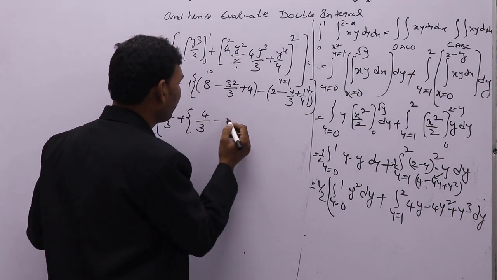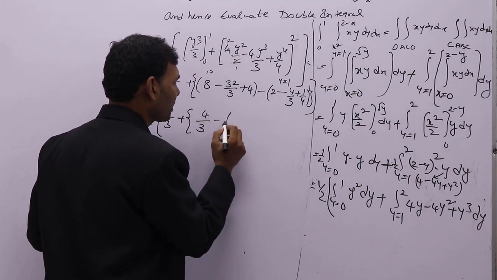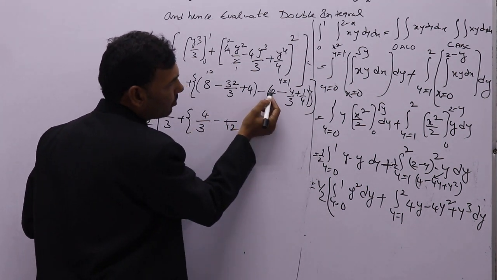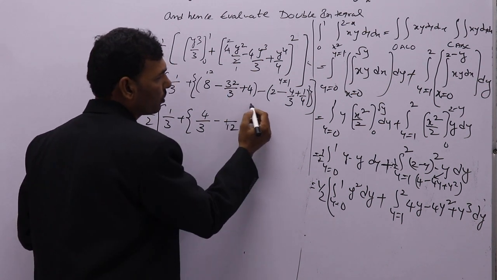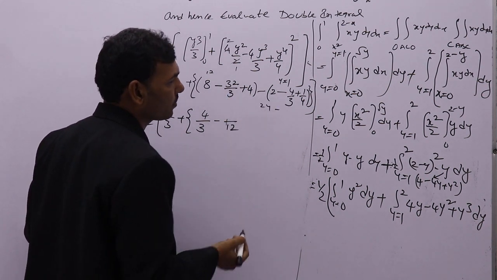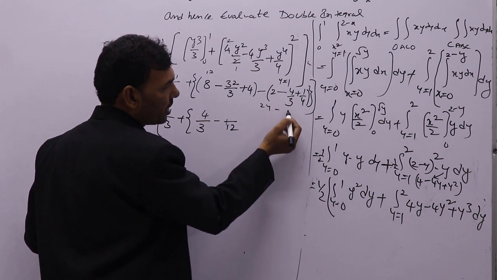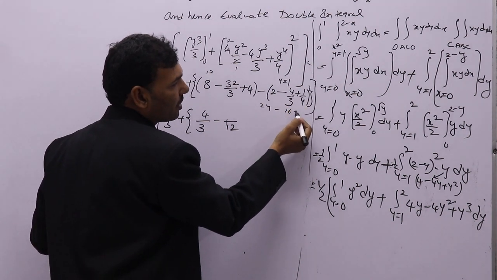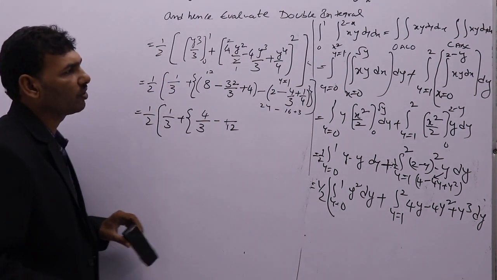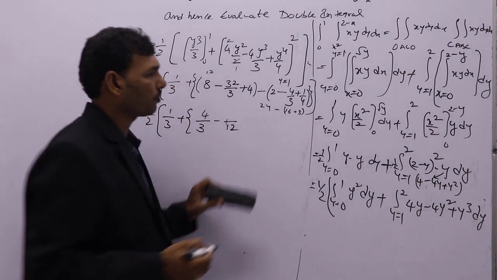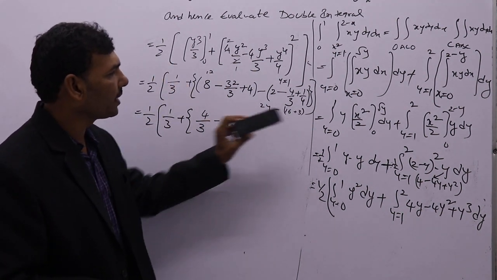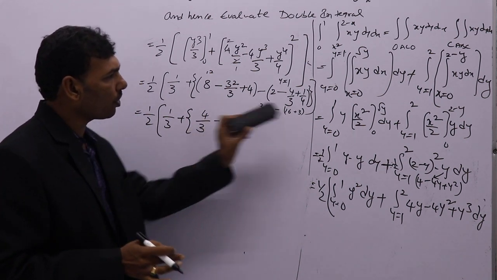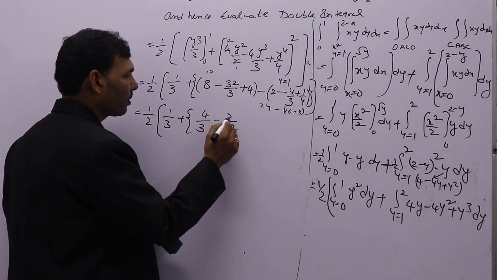Here, 12 will be LCM. If you take 12 LCM, 12 2s are 24, minus 4 4s are 16, 3 1s are 3. 16 plus 3, 19. Subtract 19 from 24. 24 minus 19, what you will get? 5.